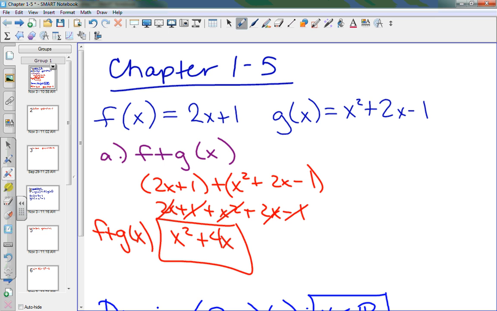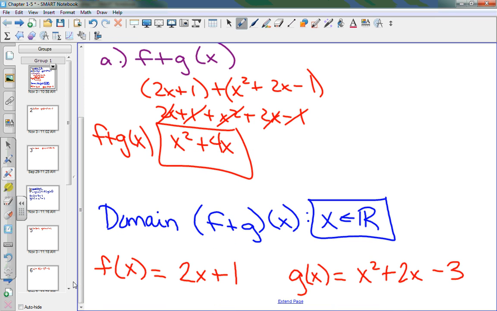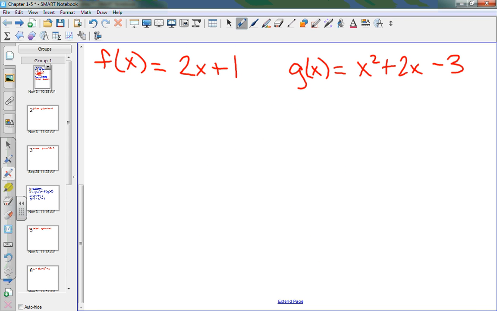Do we understand that? Now what's my domain? Do I have a fraction? No. Do I have an even root? No. So do I have any restrictions? No, I do not. So therefore, this is going to be my lovely little function, my domain. Now, I'm changing the function. Get over it. I changed the function.